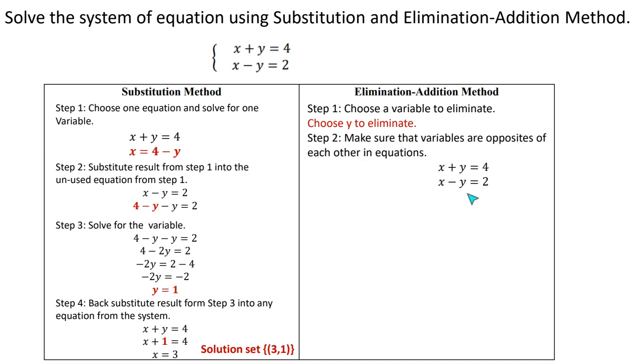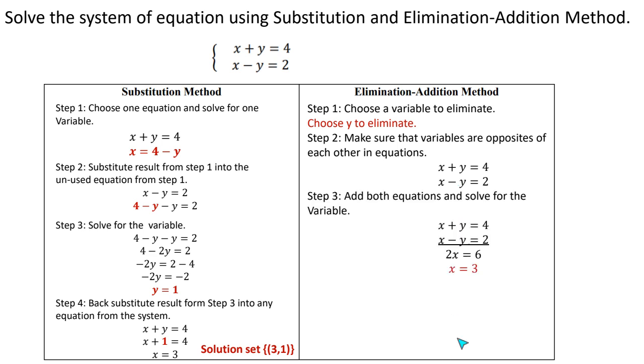And so notice here that this y is positive and this y is negative. And that's what we want. We want one to be positive and the other to be negative, and we need them to have the same coefficient. So there's a 1 in front of this y and a negative 1 in front of this y. If we have that already, then all we have to do is add the equations.